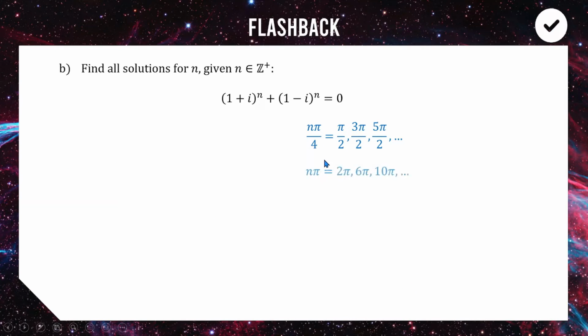So let's multiply everything by 4 to get rid of the fractions. So we've got 2 pi, 6 pi, 10 pi. Dividing everything by pi, and we get 2, 6, 10, and so on and so forth. And so the pattern here is that we're starting with 2 and we're adding on 4 each time. So we can write our expression as 2 plus 4k, where k is an integer. Okay, so there is our solution for n that makes this whole thing equal to 0.